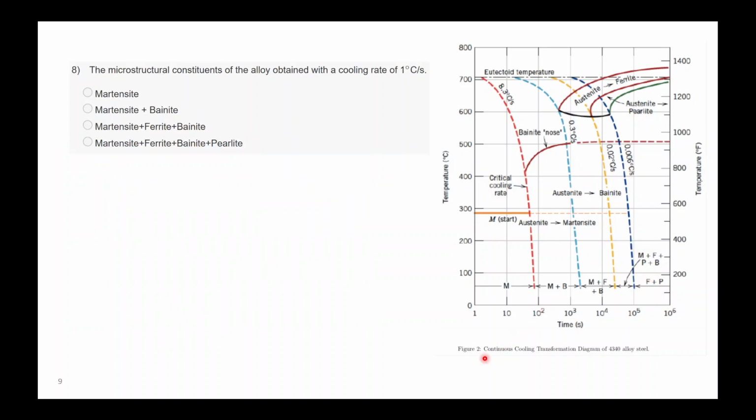In this question, the microstructural constituents of the alloy are obtained with a cooling rate of 1 degree Celsius per second. Your options are martensite, martensite plus bainite, martensite, ferrite, bainite, martensite, ferrite, bainite and pearlite. So 1 degree Celsius per second will be in between your 8.3 and 0.3 degrees Celsius per second. So it will be in between these, and in this your microstructure is given as martensite and bainite because it is crossing only the bainite transformation region.